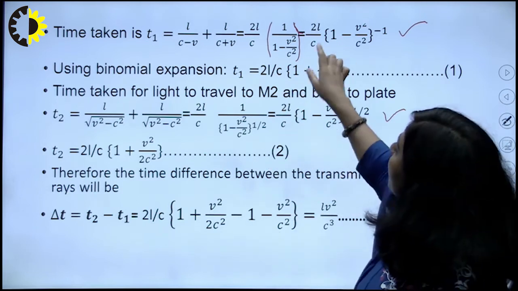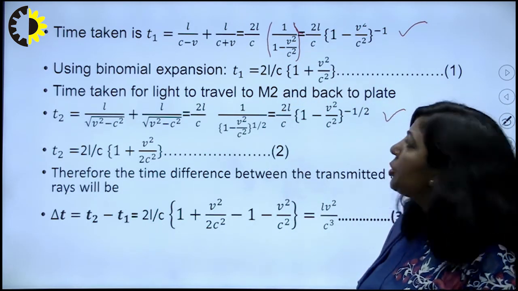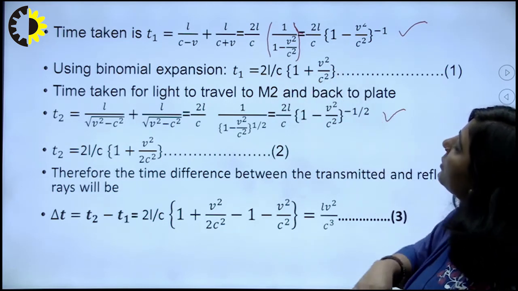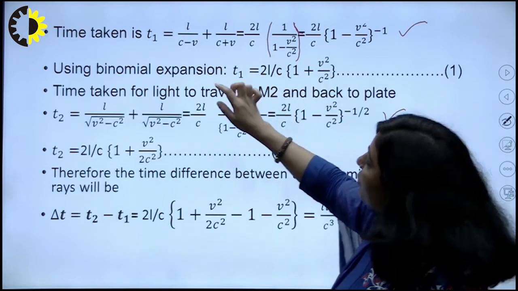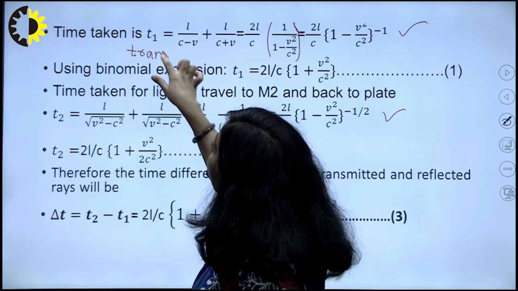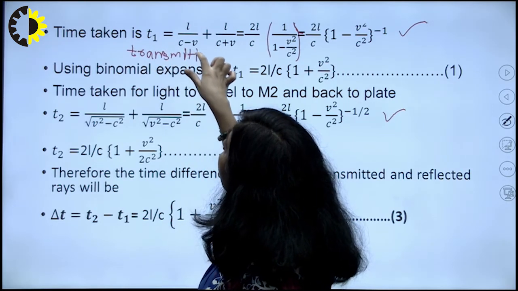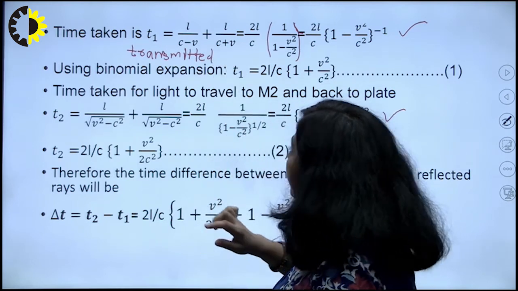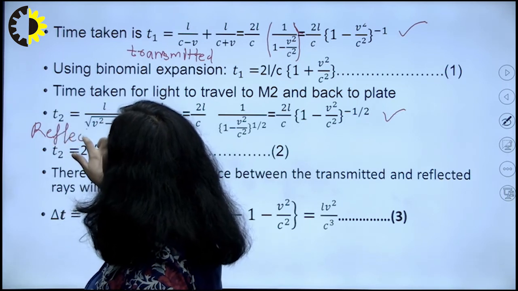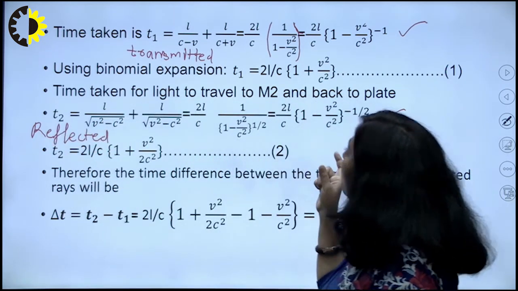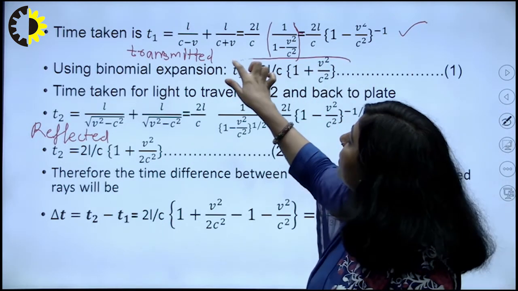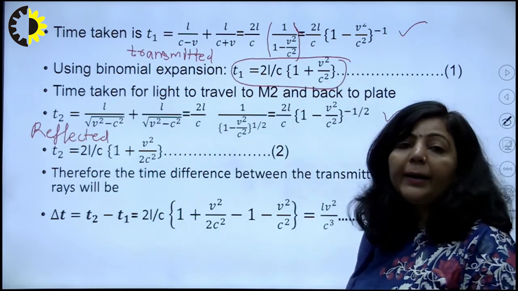What is done over here? Just simplify it using binomial expansion. So your T1 is 2L by C into 1 plus V square upon C square. Just simplify this. This is for the transmitted part. You know the value for the transmitted part. This is for transmitted and this is for reflected. So that is a difference. Now just using binomial expansion, find the value of T1 and T2. So your T1 is equal to this using binomial expansion and neglecting the higher terms.